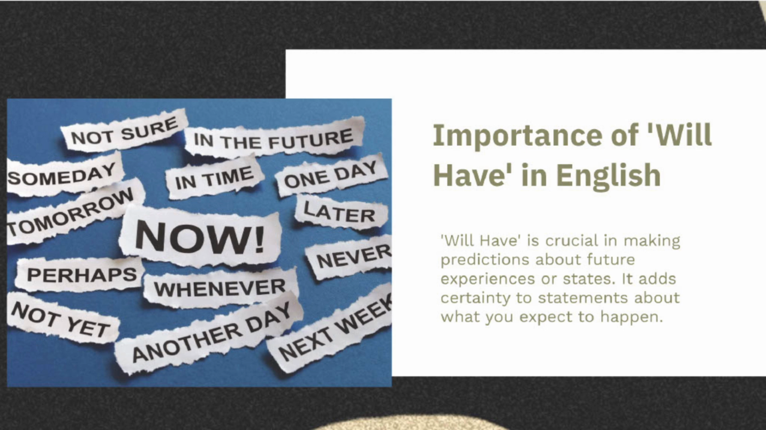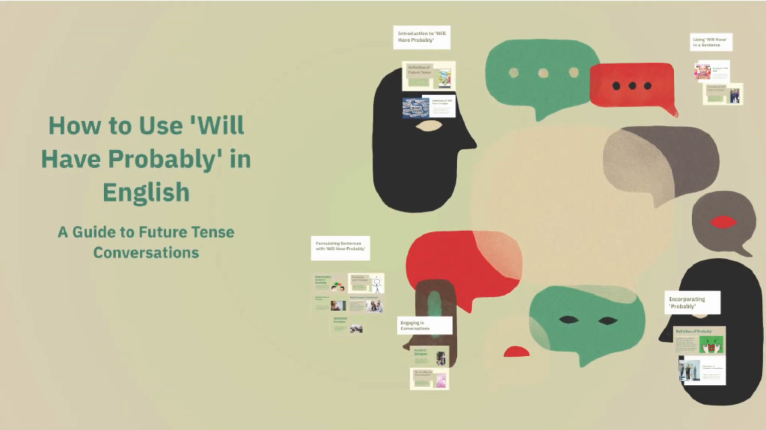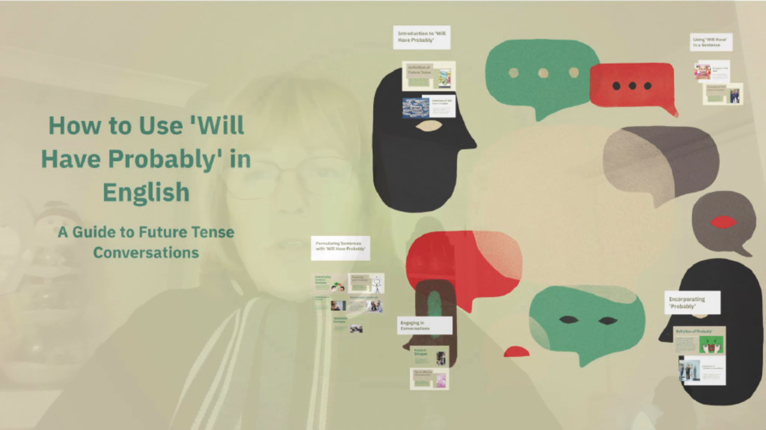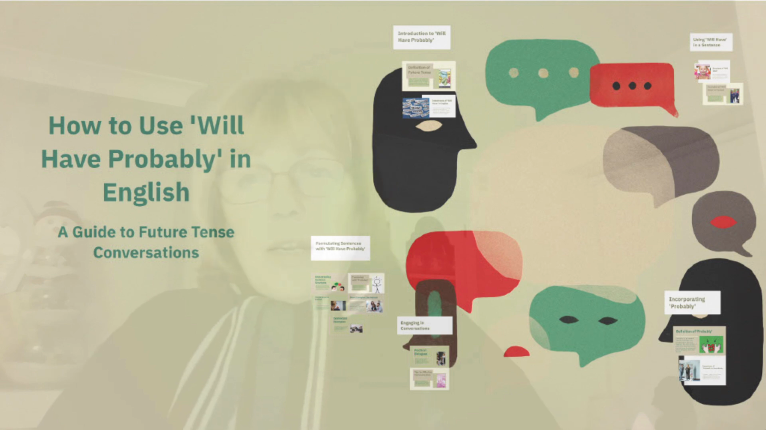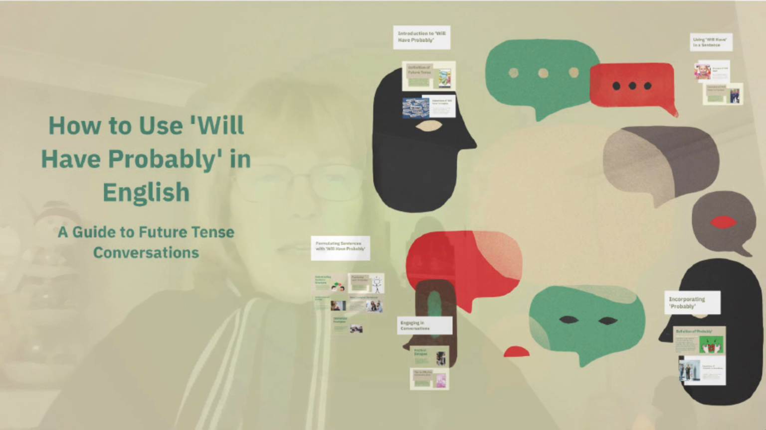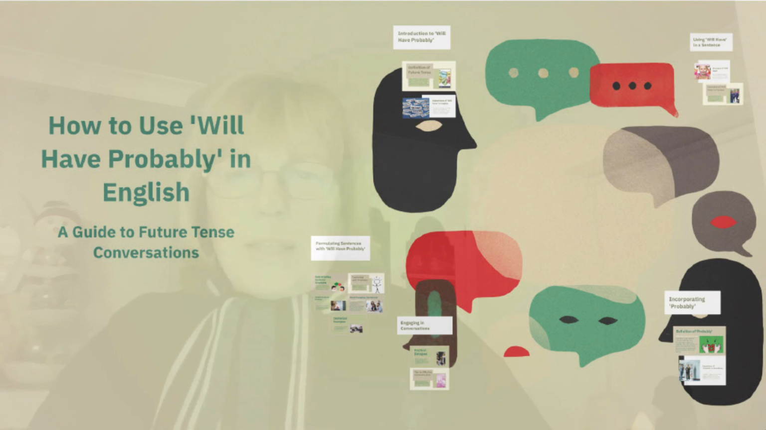Will have, really important because this is demonstrating what you expect to experience. And it means it gives a level of certainty to things that you say about what will happen. So, how to use will have, probably in English, really important to make sure that you follow a number of ideas. So, what's next?